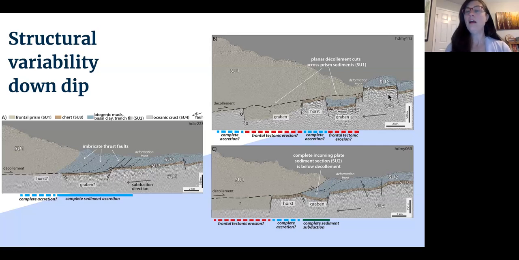Whereas on the right, there are two examples of locations where the décollement can change its geometry from planar to non-planar, and where there's combinations of sediment accretion, sediment subduction, and potential tectonic erosion along different portions of the seismic line.